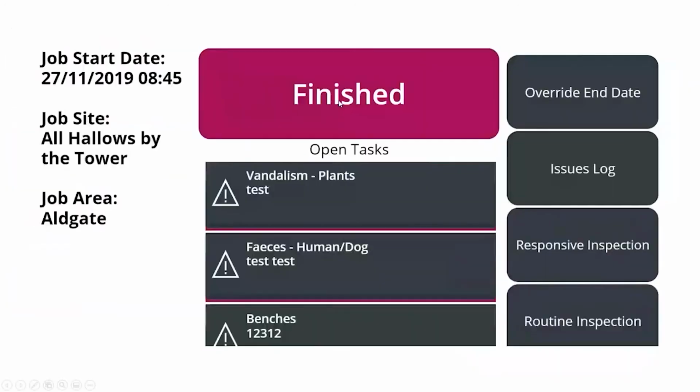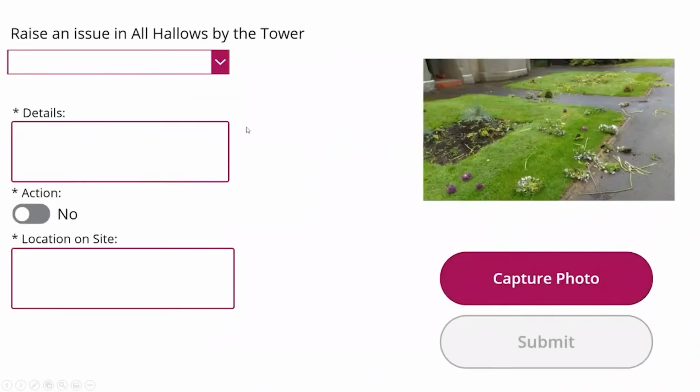They can also choose the issues log button. So if they come across an issue that they potentially can't fix at the time, you can see here they could take a picture, so they can capture a photo of vandalism that needs to be repaired. They can log the action and the type. So a type could be vandalism, it could be a broken item. There's lots of different categories they can pick from.